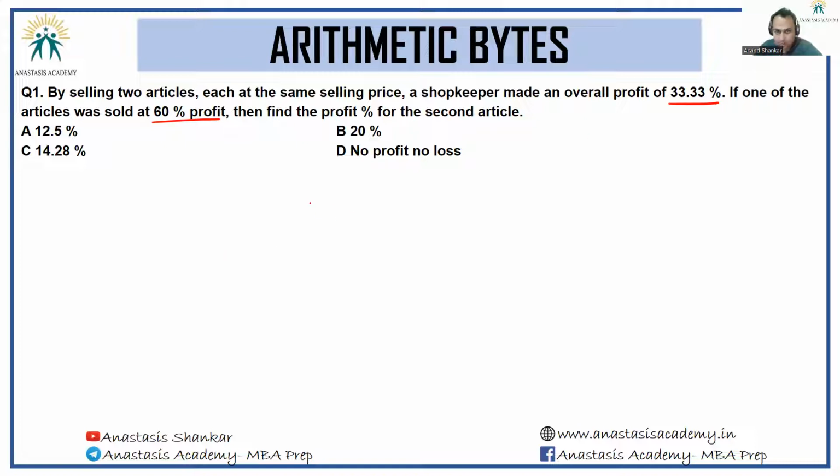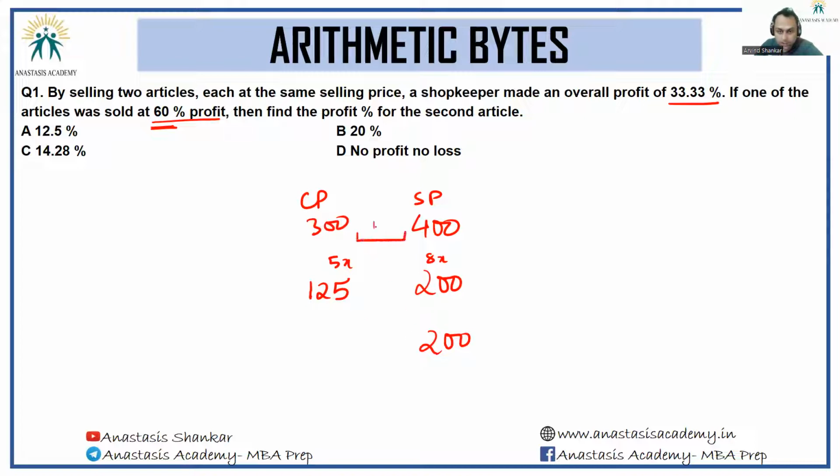Okay. Let's say his total CP was 300. So his total SP, because it is 33.33%, will be 400. So for the two articles, his SP would be 200, 200. On one of the articles, if he has made 60% profit, then the ratio of SP to CP there will be 5x is to 8x. If 8x is 200, 5x should be 125.